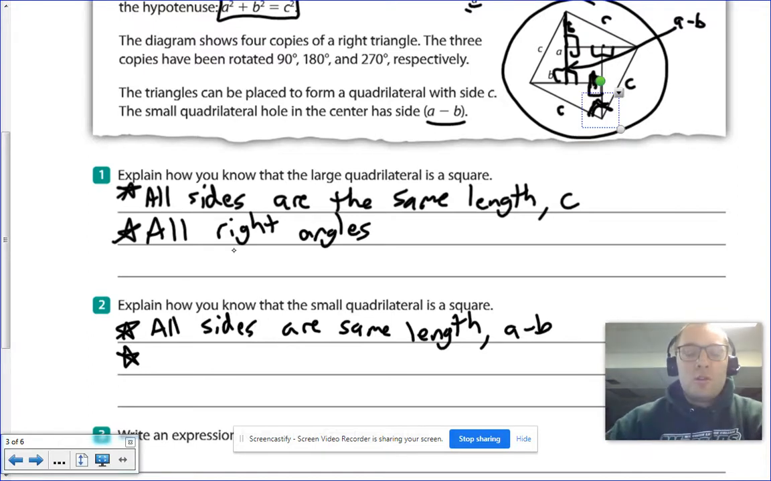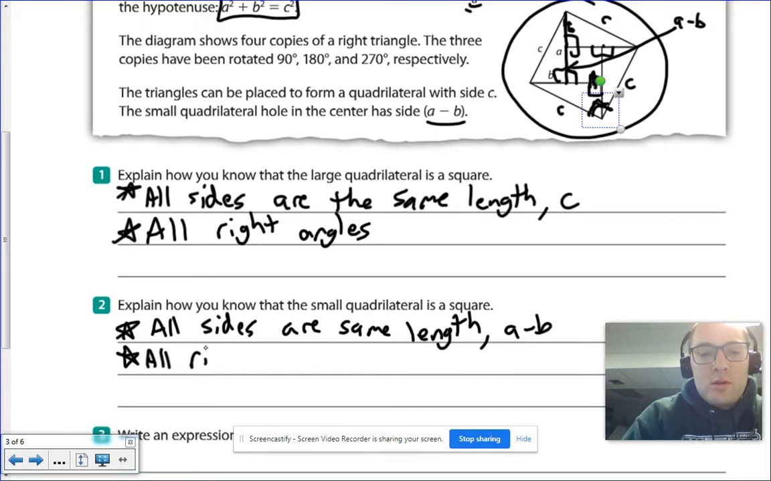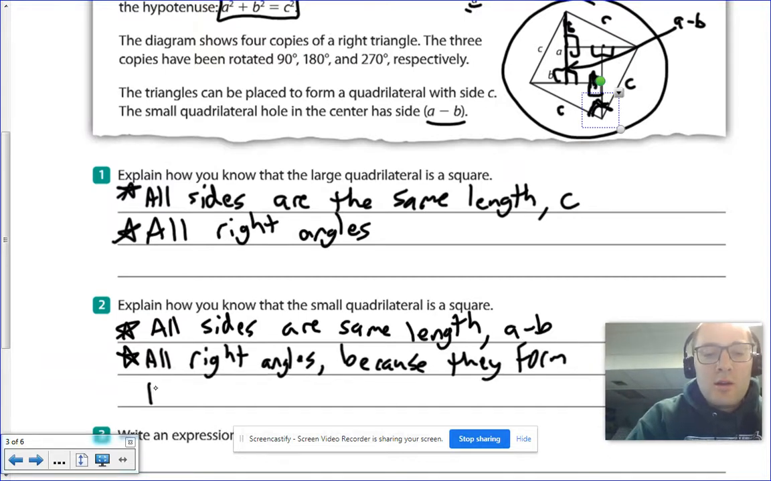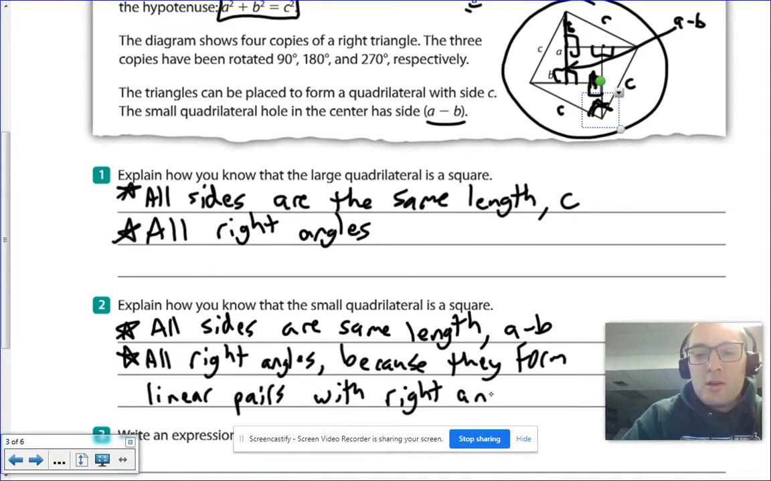Okay? So, all right angles again. And this one's because they form linear pairs. That's the ones that make a line and that are 180 degrees total with right angles. So if one of them is a right angle, the one next to it also has to be a right angle, because together they add up to 180.